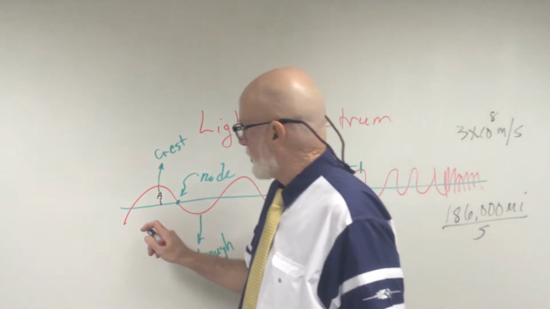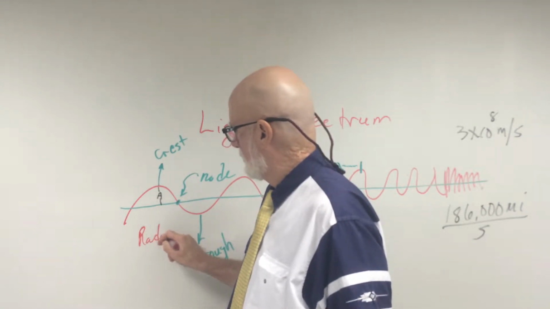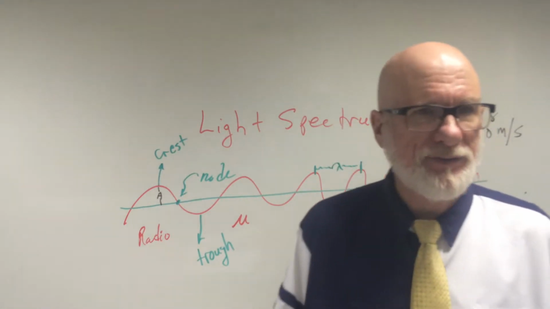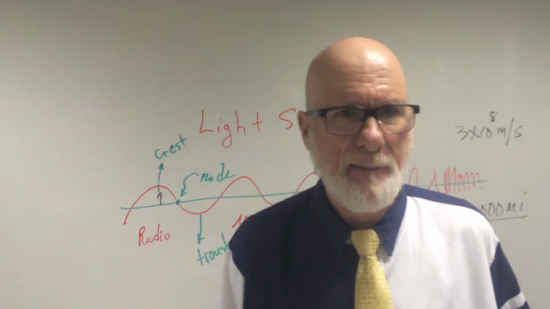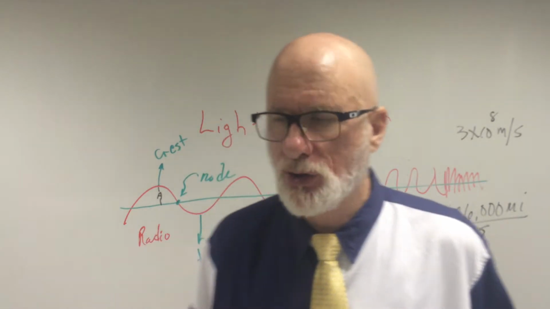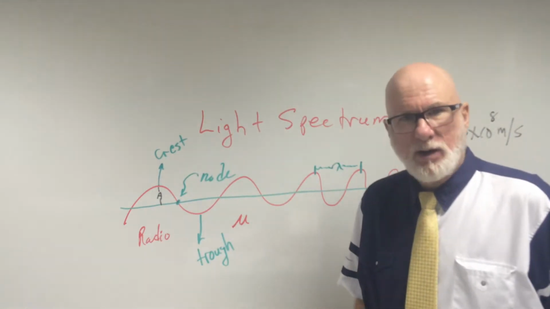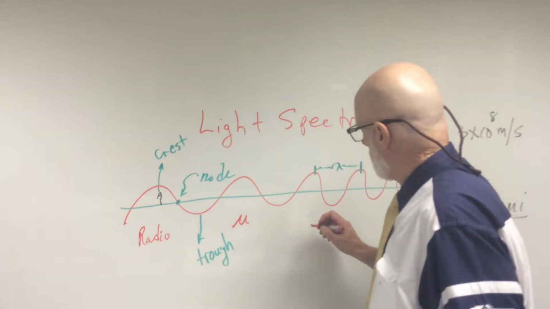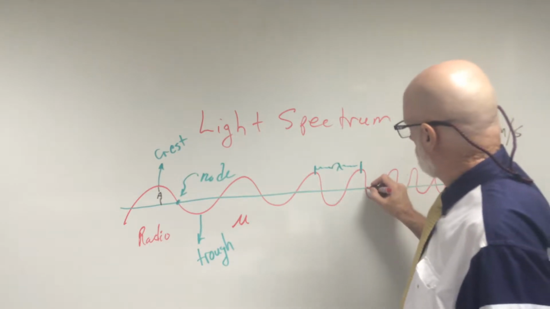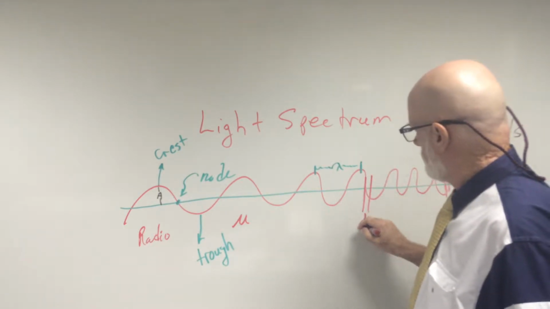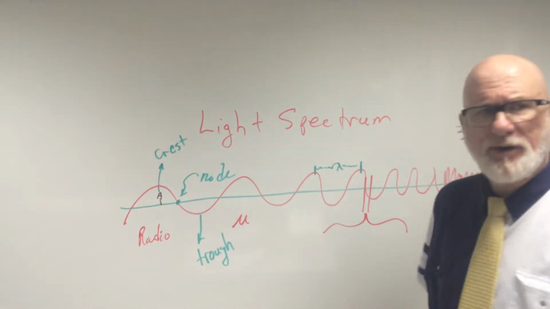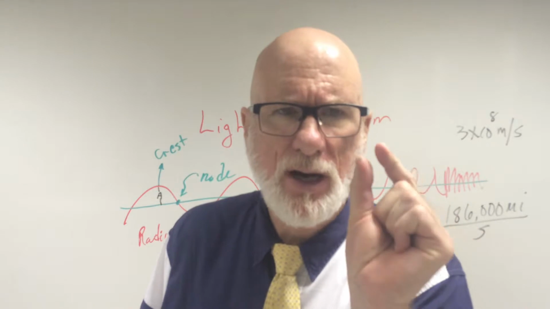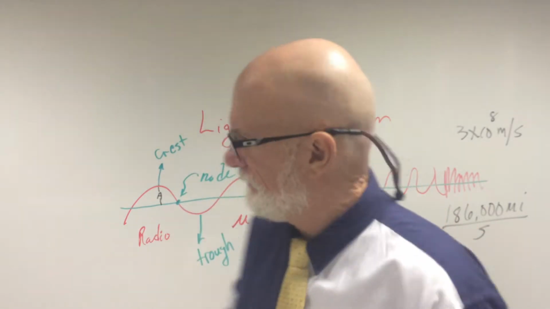We have long wavelengths over here: radio waves. We have microwaves. That's a micro, a Greek letter mu, M-U. Microwaves. How do microwaves work? Well, let me give you a hint. Here's visible light, a very small portion of the light spectrum. Okay?